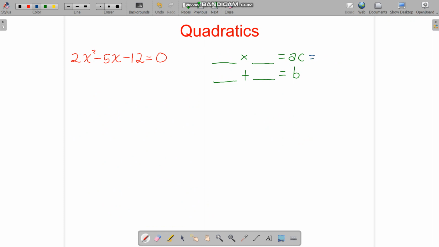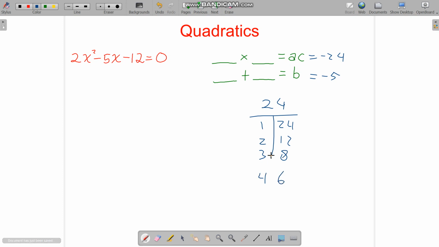AC is 2 times minus 12, minus 24. B is minus 5. List the multiplications to get 24: 1 times 24, 2 times 12, 3 times 8, 4 times 6. That's all the possibilities. And to get 5 by adding or subtracting, this is the only possible pair of numbers: 3 and 8. The 8 must be negative, so this is positive. We split the minus 5x into plus 3x minus 8x.